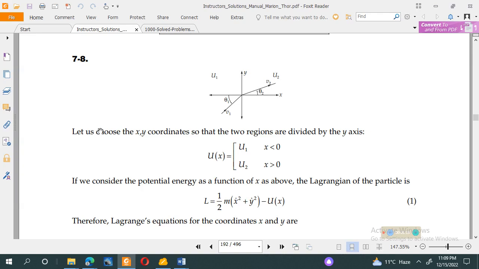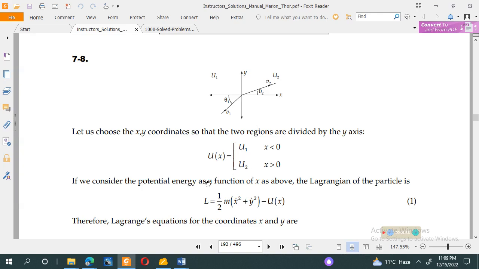So we can write that potential energy U of x is equal to U1 if x is less than 0, because on the left side x is less, so it has potential energy U1. And if x is greater than 0, meaning the particle comes in this region, it has potential energy U2.